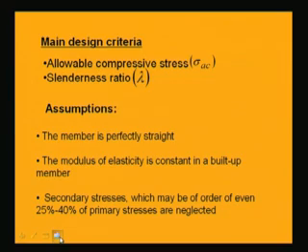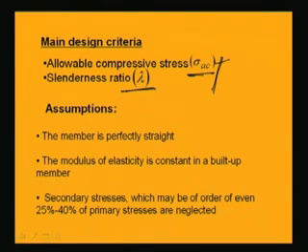Today I am going to discuss the design aspects of compression members. The main design criteria are the allowable compressive stress and the slenderness ratio, on which basis we have to start the design. This allowable compressive stress sigma AC depends on the slenderness ratio. So we have to know the slenderness ratio, that means L by R, which means we have to know the dimension of the member.